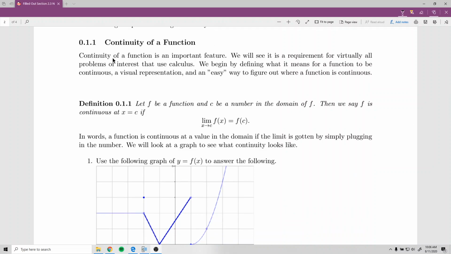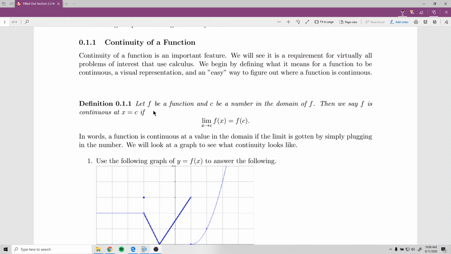All right, so continuity of a function is an important feature. We will see it as a requirement for virtually all problems of interest that use calculus. We begin by defining what it means for a function to be continuous. We'll look at a visual representation and then an easy, quote unquote, easy way to figure out where a function is continuous.